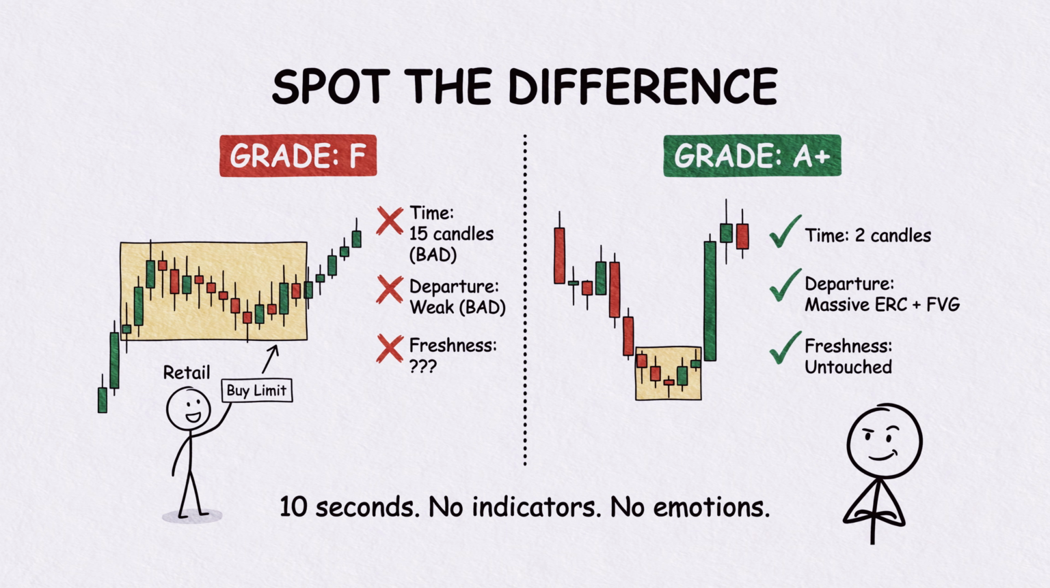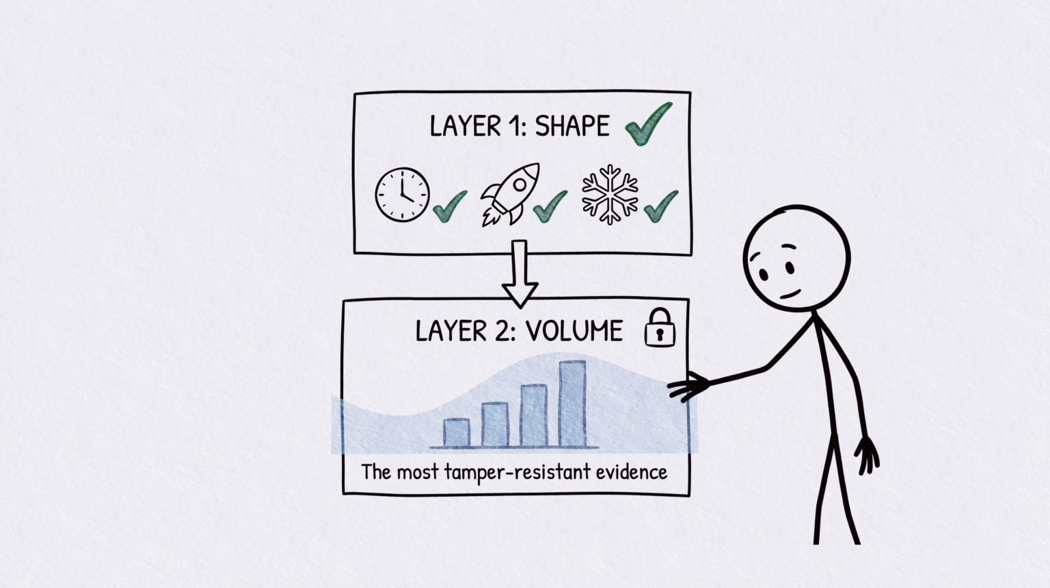On the right, a DBR, 2 base candles, massive full-body ERC, large FVG behind it. That's the unmistakable footprint of institutional money. How long does it take you to tell them apart? 10 seconds. No indicators, no emotions. 3 criteria, evaluating shape. But there's one more layer, volume, the most tamper-resistant evidence available.